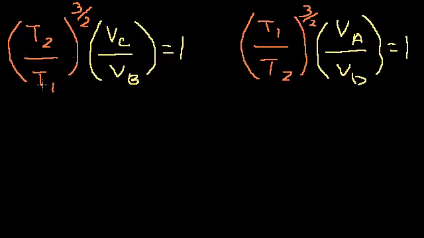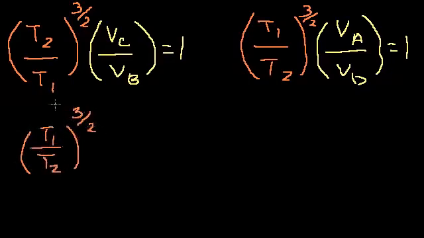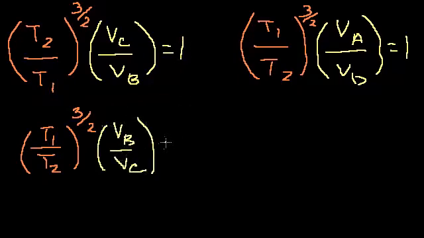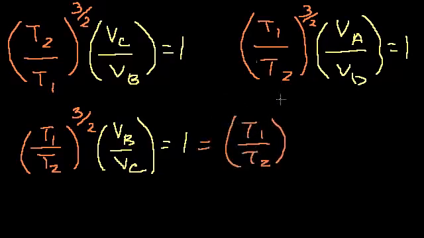So obviously, if we take the reciprocal of this, we could just say this is T2 over T1 to the minus 3/2 power, which is the same thing as T1 over T2 to the 3/2 power, right? That's just the reciprocal. And we're taking both sides to the -1 power, so we're going to have to take this to the -1 power, VB over VC. And when you take the reciprocal of 1, that just equals 1. That still equals 1, which this also equals, so we could say that equals this thing over here. So that is equal to T1 over T2 to the 3/2 power times VA over VD.